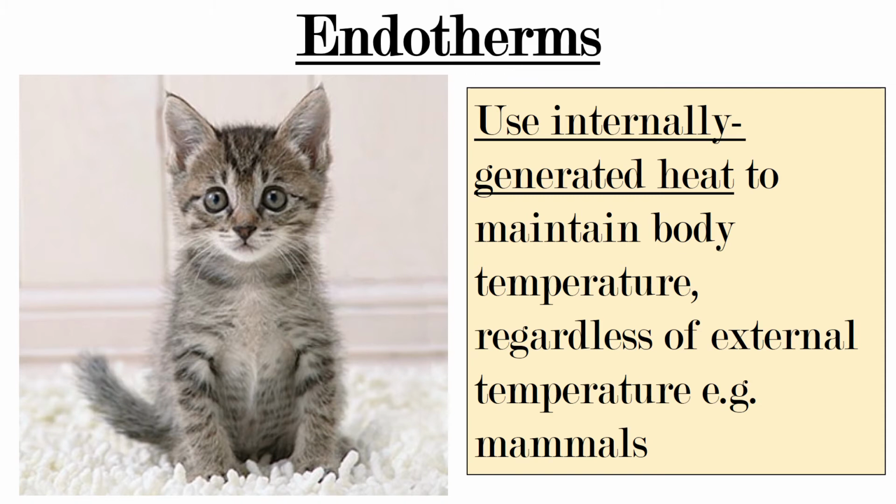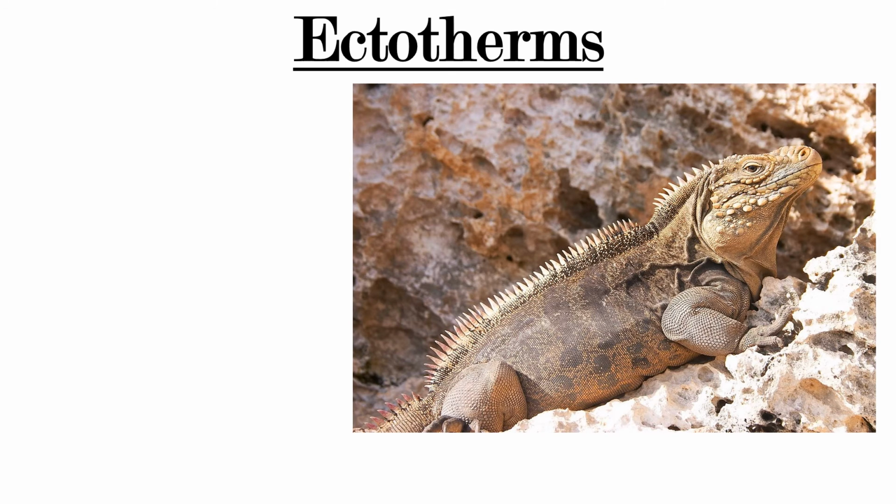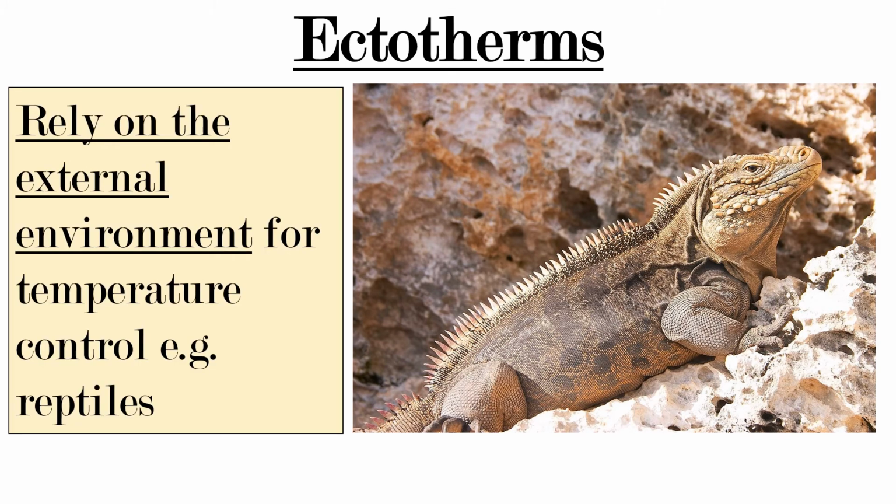If you have done Higher Biology, then you might be thinking about your conformers and regulators here. So we are endotherms. We can maintain our body temperature. Ectotherms, on the other hand, are reliant on the external environment for temperature control. So your reptiles bask in the sun in the morning in order to get their internal temperature up to a temperature at which they can function during the day.